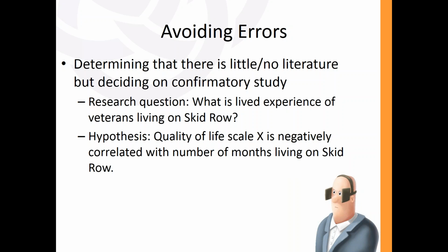And even if you did posit an open-ended hypothesis, you would miss potentially relevant variables. So what I mean by that is, if quality of life scale X only looks at one aspect of quality of life that has nothing to do with the lived experience of veterans living on Skid Row, then you're going to see maybe no correlation between quality of life and time spent on Skid Row, because they're filling this thing out. They're saying, I don't even know how to answer these questions. Sure, I agree to this. I disagree with that. I'm neutral on this one.